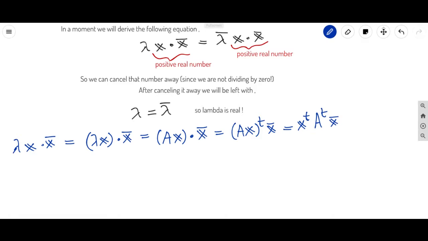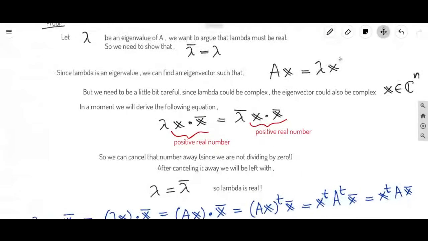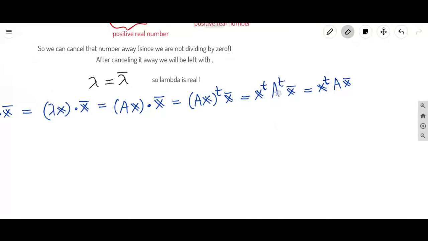Which is equal to x transpose A x bar, because the matrix is symmetric. That's the whole point. The matrix is symmetric, right? That's the hypothesis that we're making. We have a symmetric matrix. That's where it's being used, exactly right here, where you can replace A transpose by just A. Now let's keep on going.